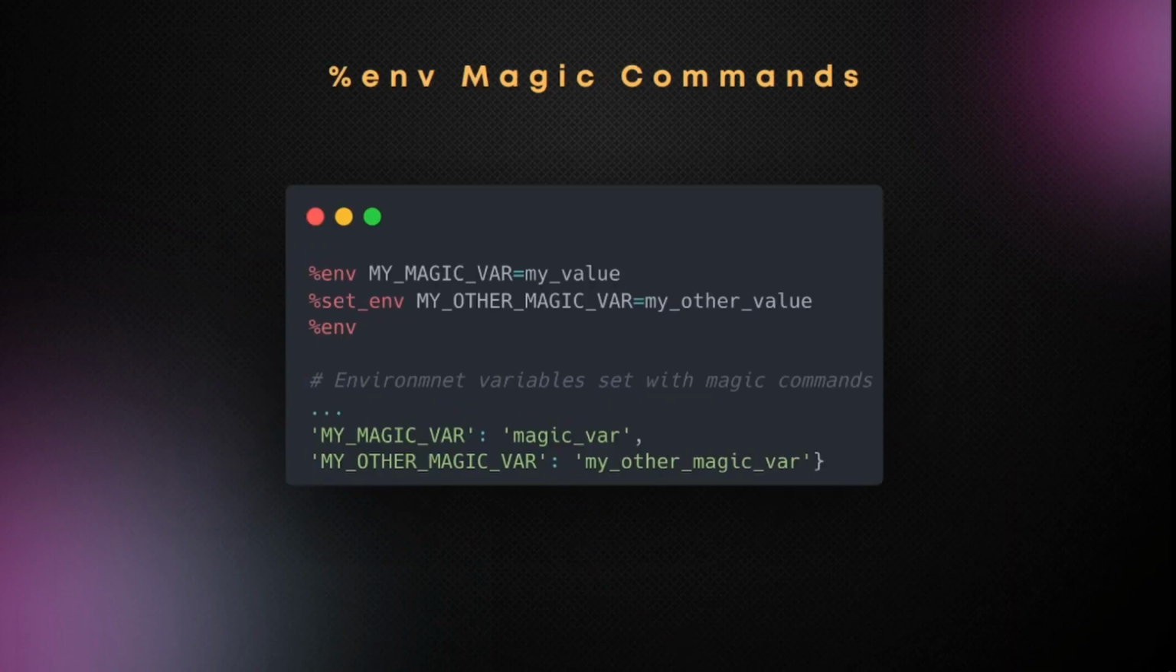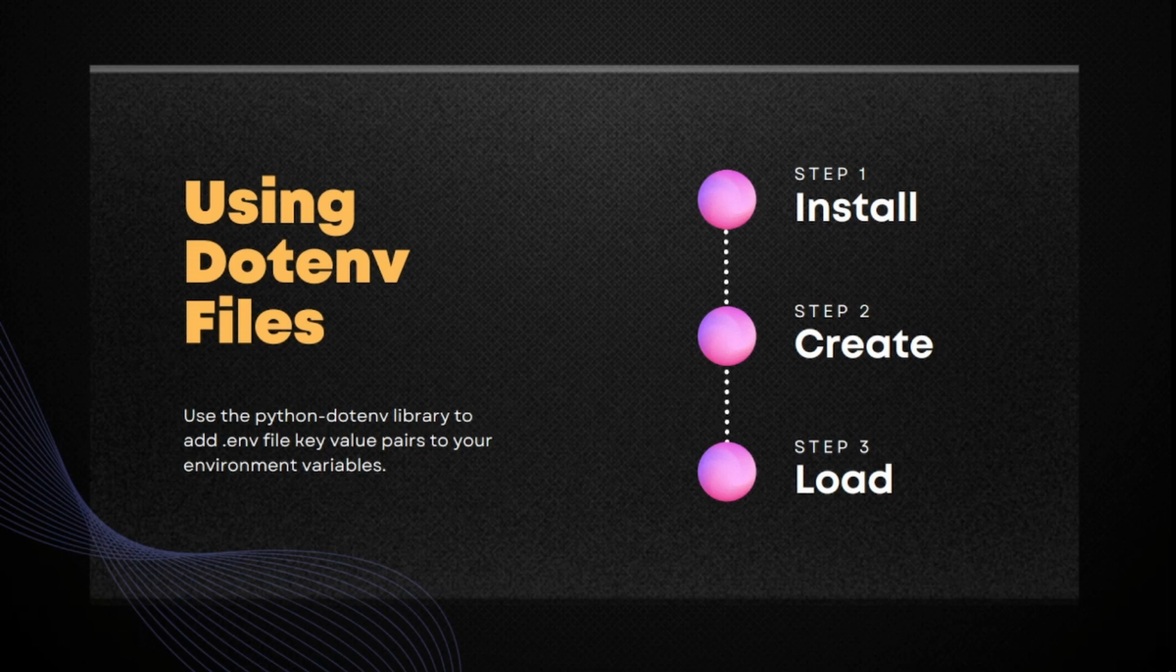The next thing, and arguably the easier way to do it, is if you're actually within Jupyter Notebook, you can use that %env magic that we discussed earlier and just type in the key value pair. So here I've created one for my magic var equals my value, or you can use a setenv. They essentially do the same thing. And now I type %env and it prints out both of these environment variables. Simple enough.